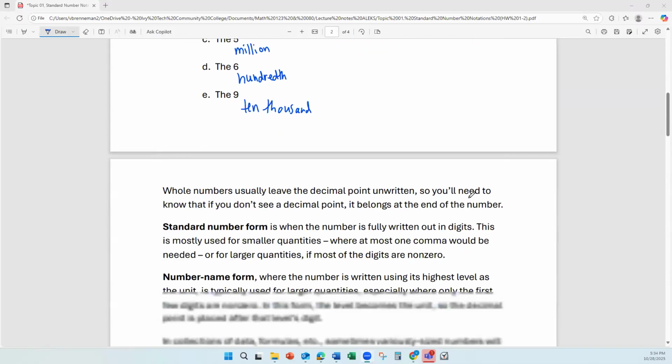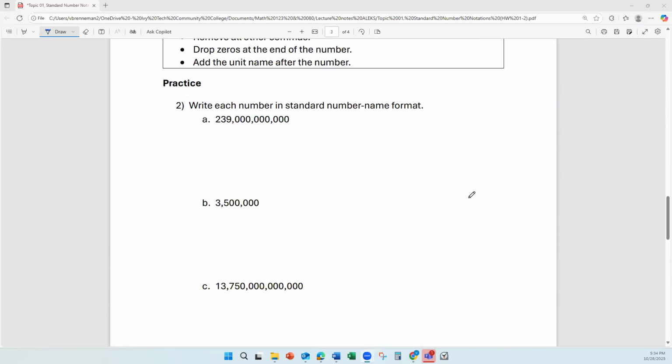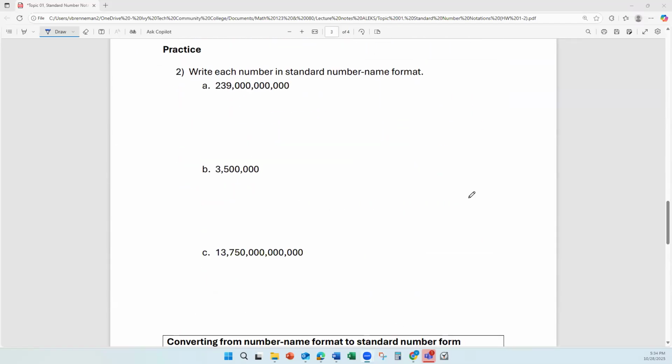Continuing to the next question, we have practice writing each number in standard number name format. So that's where we have a number of millions, billions, trillions, thousands. So we look for the first comma becomes the decimal point, or in this case, there's no non-zero digits after that first comma, so those just all go away. So it's 239, but of course, before I completely get rid of these, I need to figure out what my name is here. So this is 1,000, million, billion here, so 239 billion.